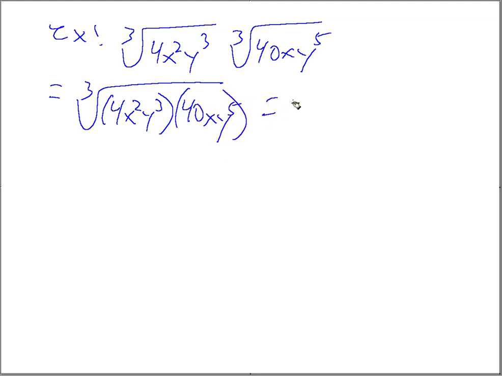All right, that's going to be the cube root of what? 4 times 40 is 160. All right, 160 x what? X squared and x, that's going to be x cubed. Y to the what? 3 and 5, add the exponents, right? So y to the 8th. All right. Let's simplify this cube root then. So make sure we're okay on that. Again, just put under one big cube root, multiply the 2 radicands together. You get 160 x cubed y to the 8th. Now we just simplify this cube root to finish out.